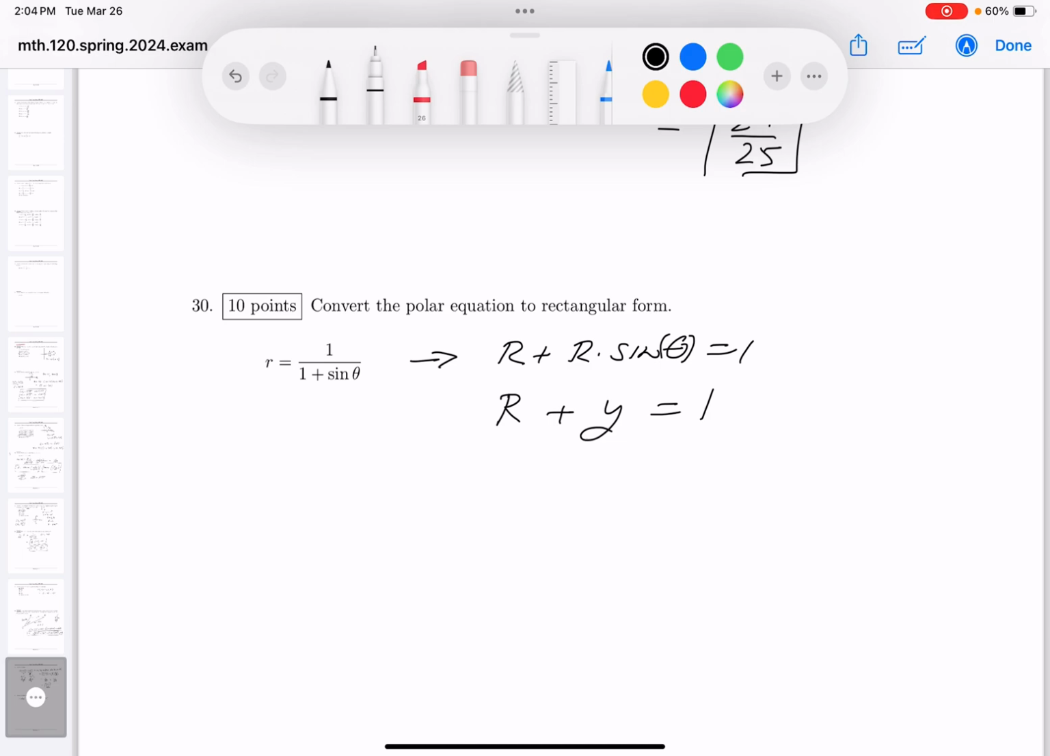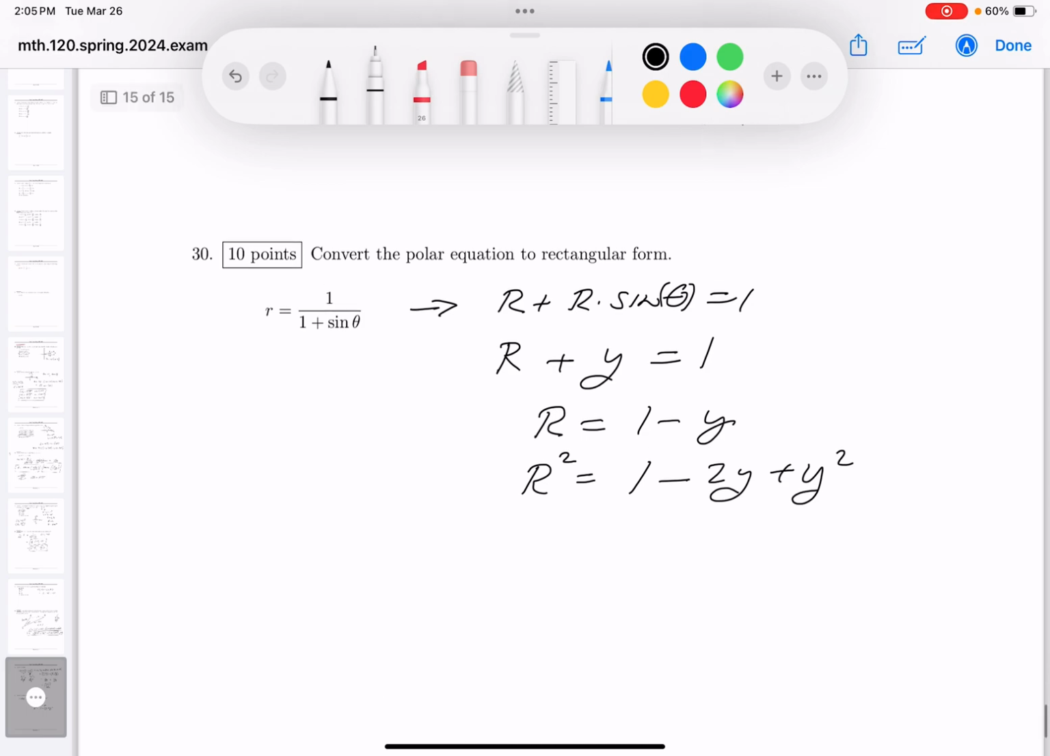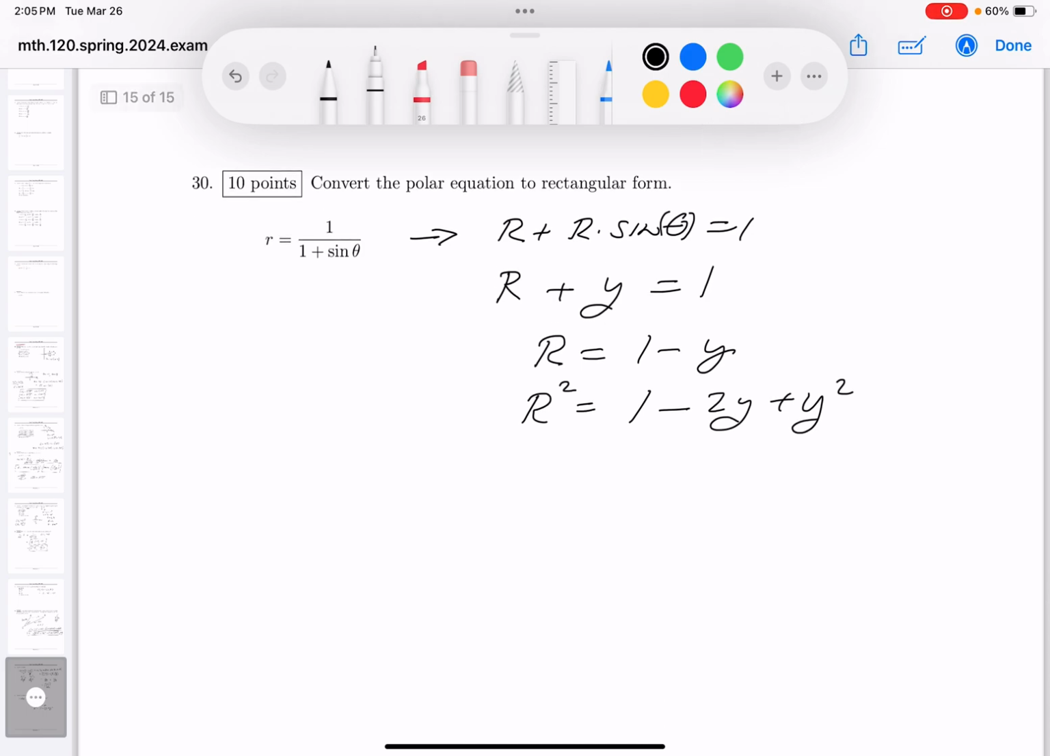Now, I've got mixed language over here. I'm using the polar form and the Cartesian form, and what I've got to do is get them separated. So it's 1 minus y. I would square both sides. I would get r squared equals 1 minus 2y plus y squared. And you may wonder why I square both sides, because r is something that I know about if it's in the r squared form. And that's going to be x squared plus y squared.